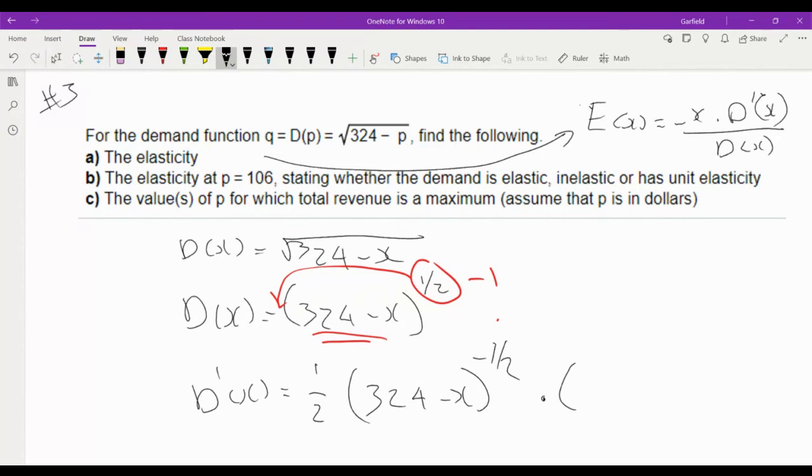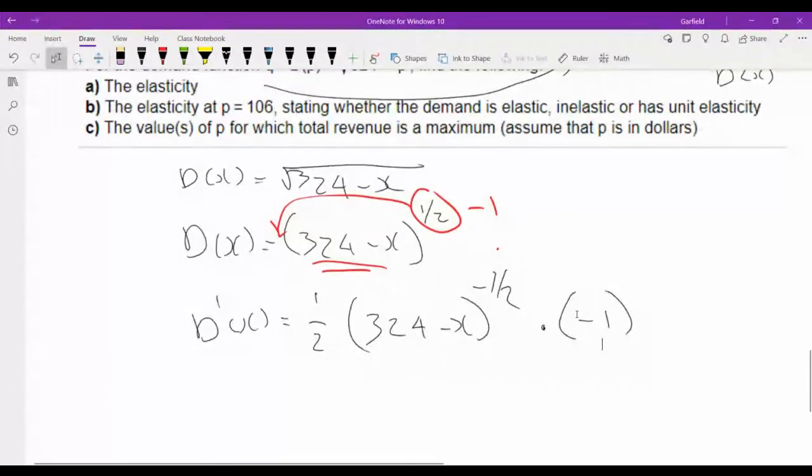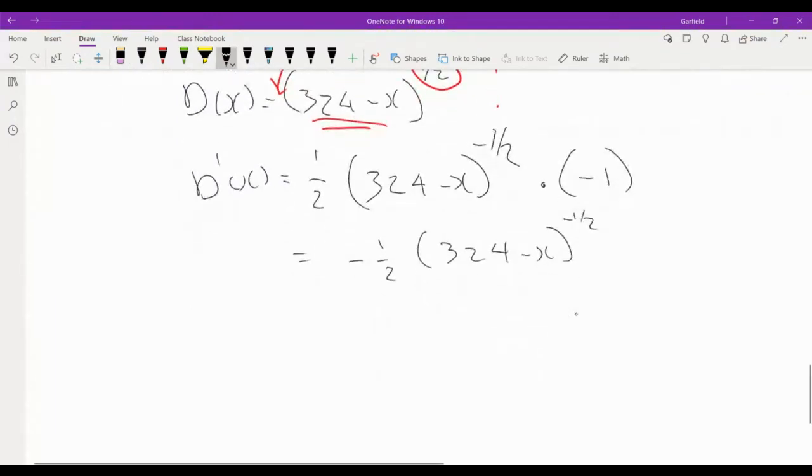Close, Martha. Negative 1, right? Yeah, be careful on the signs. So this becomes negative 1/2, 324 minus x to the negative 1/2. All right, so let's just stick that into our formula. So now we can find the elasticity.